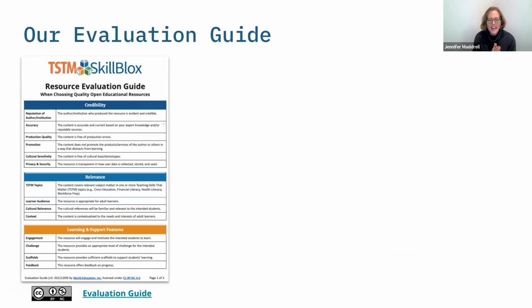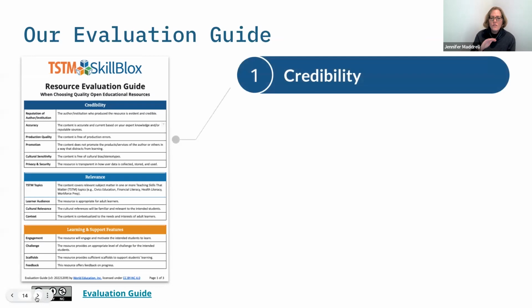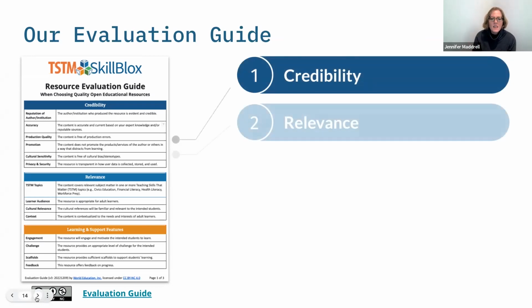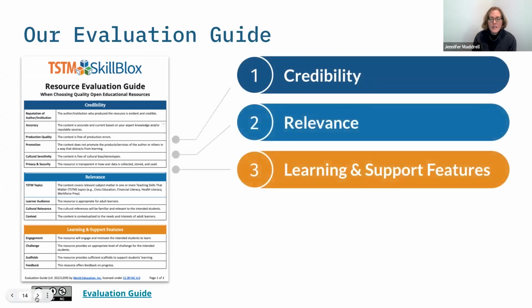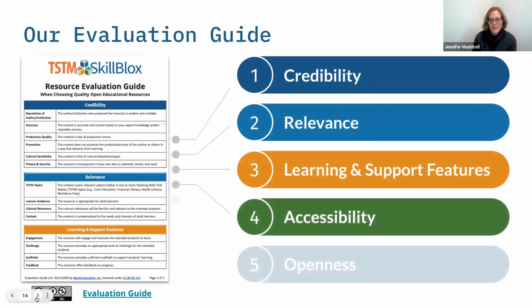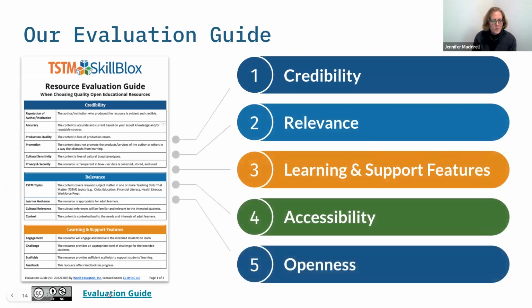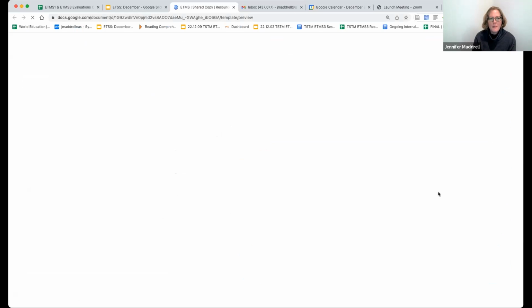If my colleagues could put a link to this evaluation guide in the text chat box, that would be great. I'll go through and explain what the various sections of the evaluation guide are. First and foremost, we looked at credibility, next relevance, learning and support features, accessibility, and finally openness. I'm going to go ahead and open up the guide.